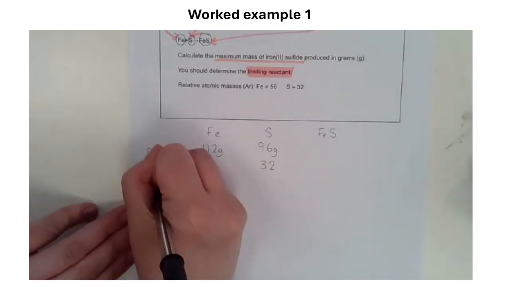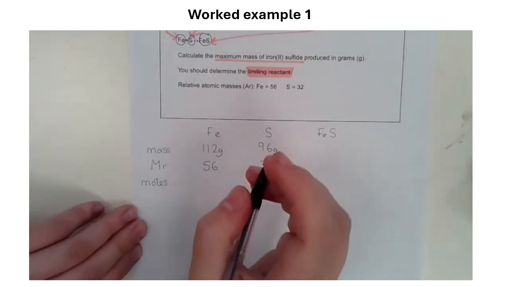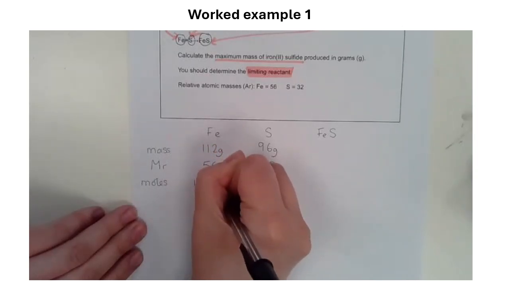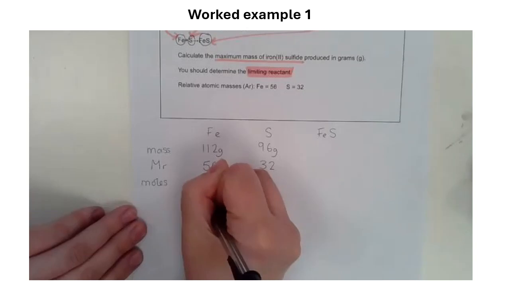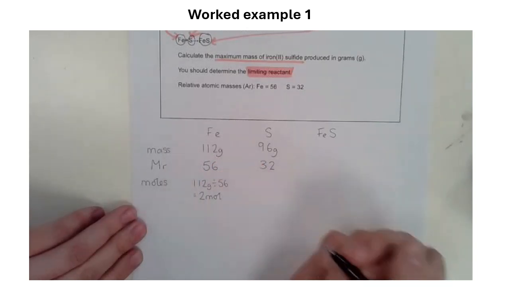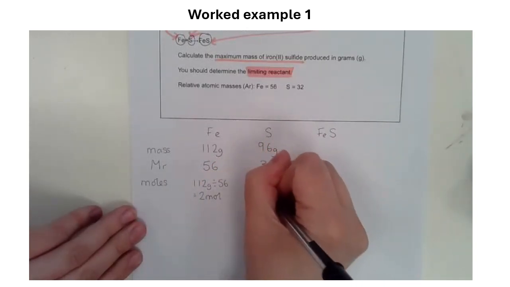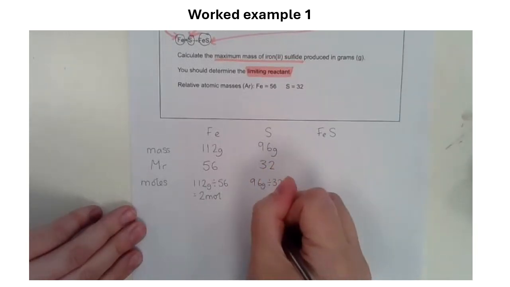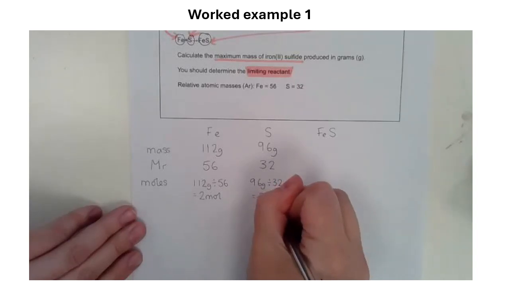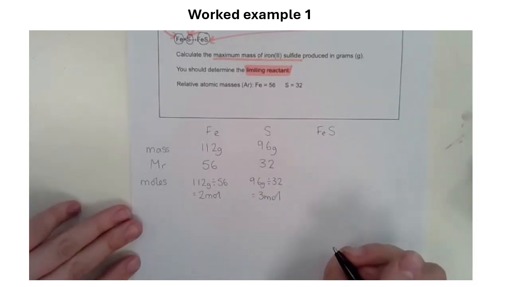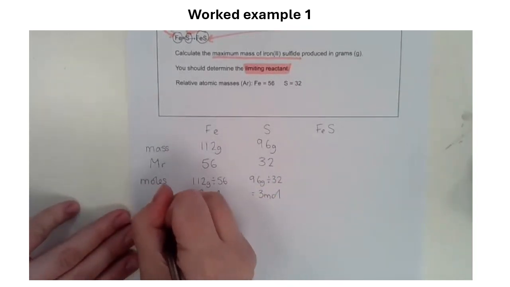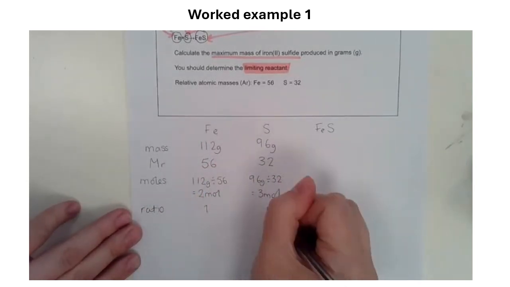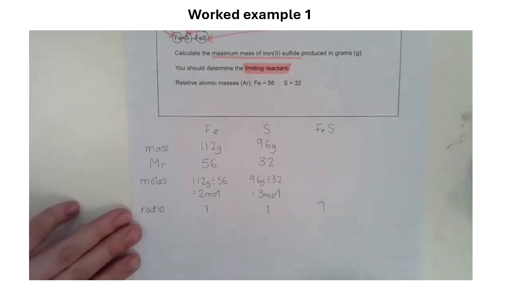I'm now going to calculate moles, and I'm going to show my working at each point here. 112 grams divided by 56 will give me 2 moles of iron. 96 grams of sulfur divided by 32 as my relative formula mass gives me 3 moles of sulfur. And I'm just going to add my molar ratio underneath. I've got a 1 to 1 to 1 molar ratio.